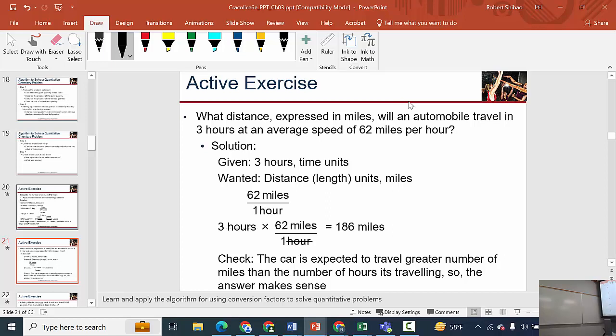This one's only valid for this problem. Hours to minutes is valid for any problem. Hours to days is valid for any problem. But hours to miles is more specific, and that's going to get us to where we want to be in one step. So this is my algorithm: I've got hours here, so what are all the things I can relate hours to?